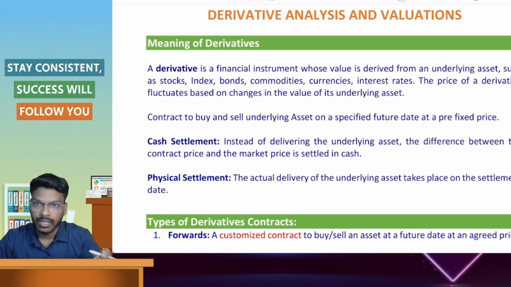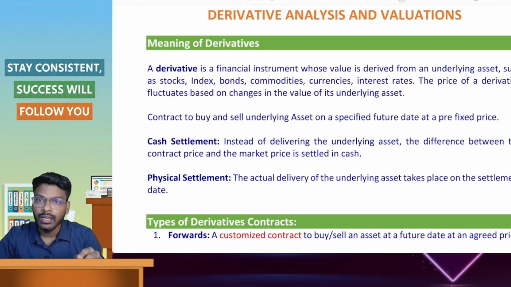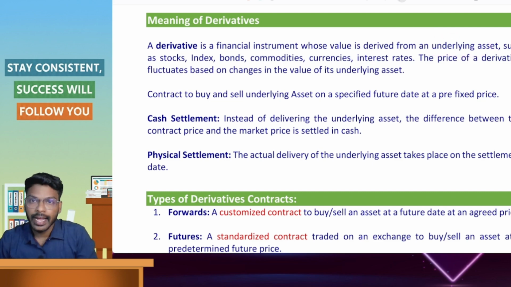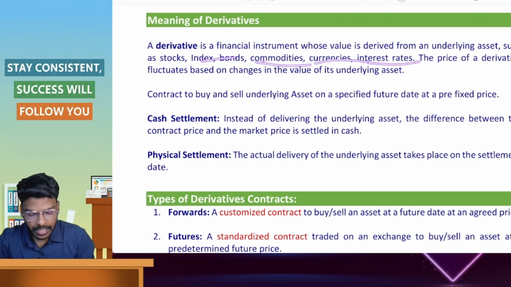Okay, if the investor is investing in the underlying asset and it is favorable for the investor, it will be a financial asset. In financial reporting, the financial instrument can be classified as a financial asset or a financial liability. The underlying asset can be a stock, index, bonds, commodities, currencies, or interest rates.